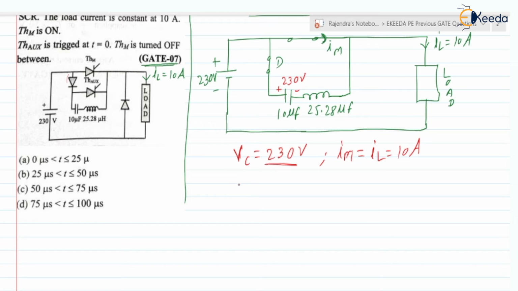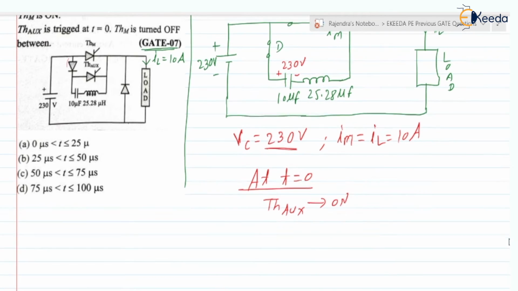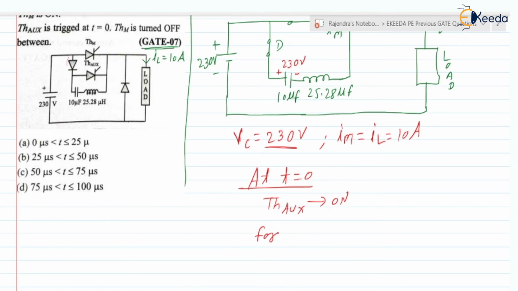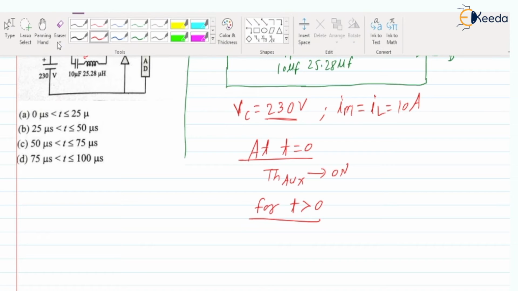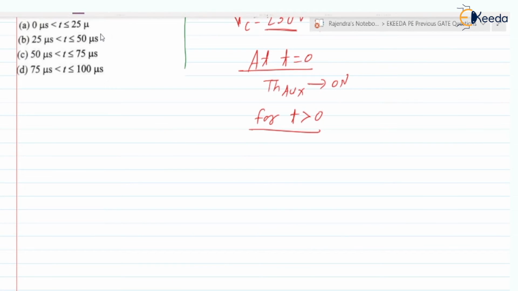Okay, next, at t equal to 0, when the auxiliary thyristor is turned on, T aux or TH aux will be turned on, right? So for t greater than 0, can we draw the circuit? Once the auxiliary thyristor turns on, the capacitor starts discharging through the auxiliary thyristor, the inductor, and back to the capacitor. Means in this loop the capacitor starts discharging. So for t greater than 0, the circuit will be like this.